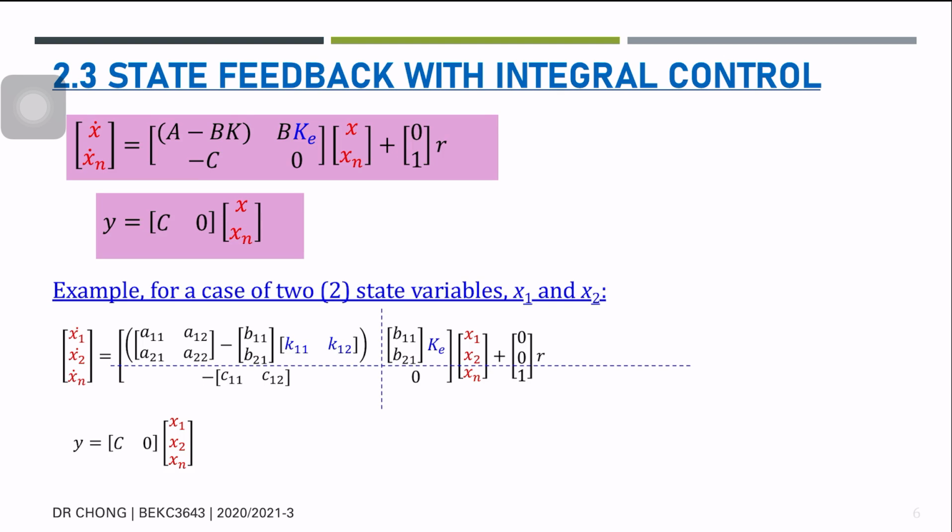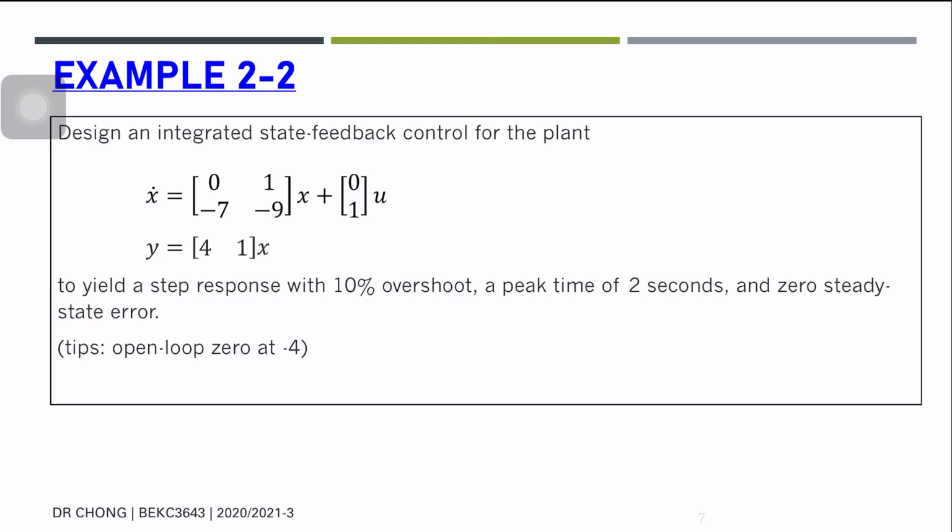This is the rearrangement of this, because we need K and KE. When we rearrange this equation into the new vector matrix, you will find that our matrix A becomes an enhanced model. Okay. So let's try one example.